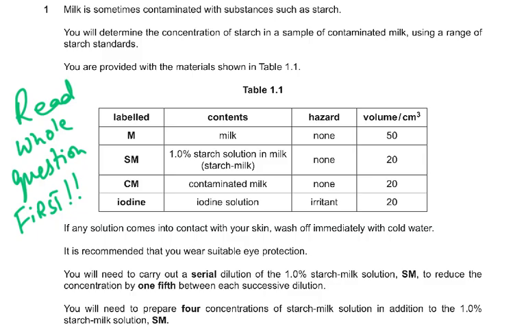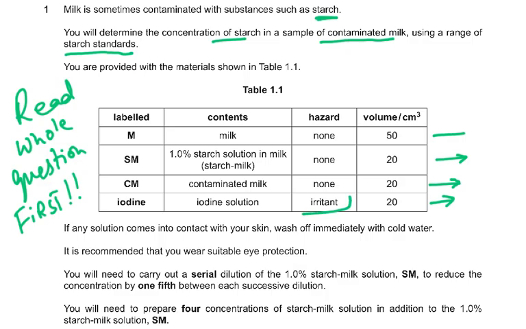Milk is sometimes contaminated with substances such as starch. You will determine the concentration of starch in a sample of contaminated milk using a range of starch standards. So there's milk and there is contamination by starch. There could be less starch or more starch or a lot of starch. You are provided with the material shown. Number 1, M is milk. SM is 1% starch solution, starch milk, and that's 20 cm cube. And then CM is the contaminated milk, and iodine is the iodine solution, which is 20 cm cube.